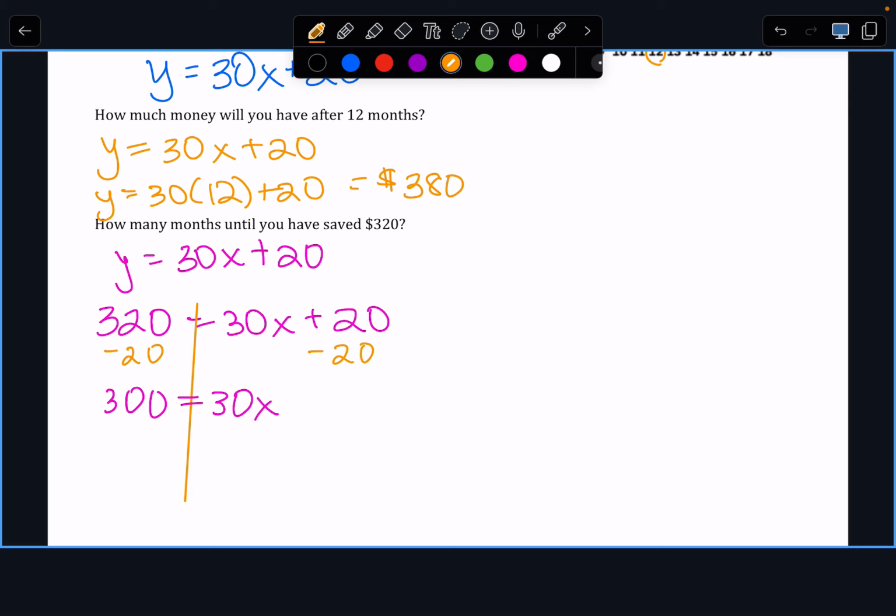Now what should we do? Now we can divide by 30.